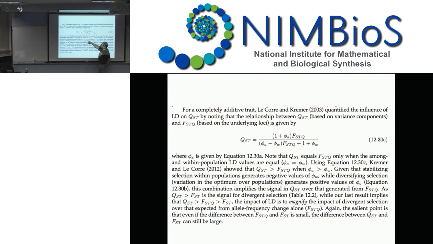The reason that's important is that if you've got a lot of loci underlying a trait, each of which has small effect, you may not see much of a perturbation in the FST for those loci as compared to the FST for everyone else.